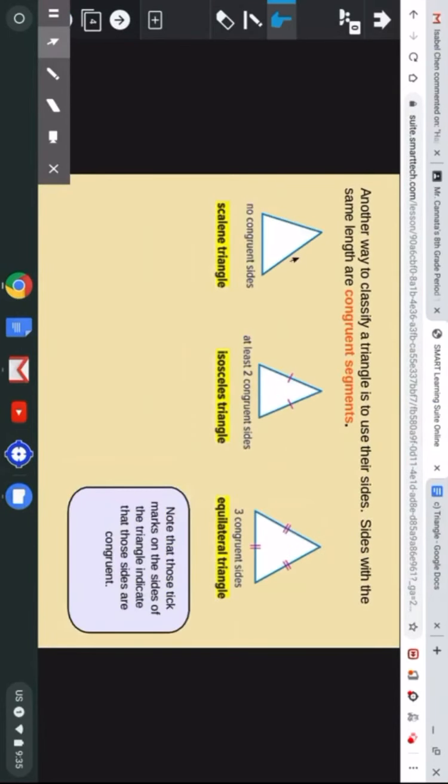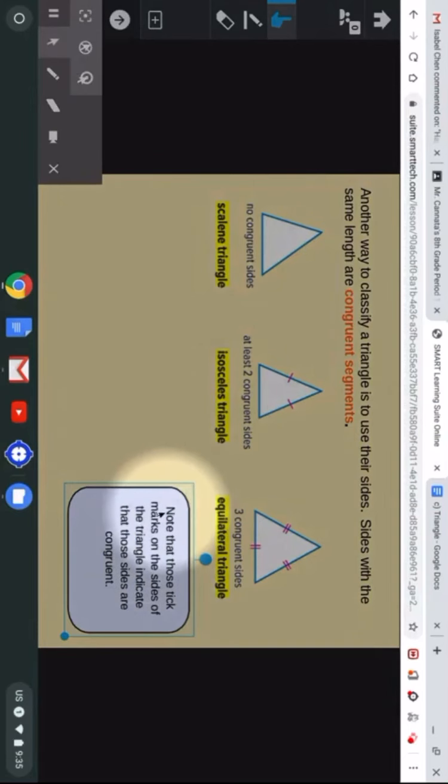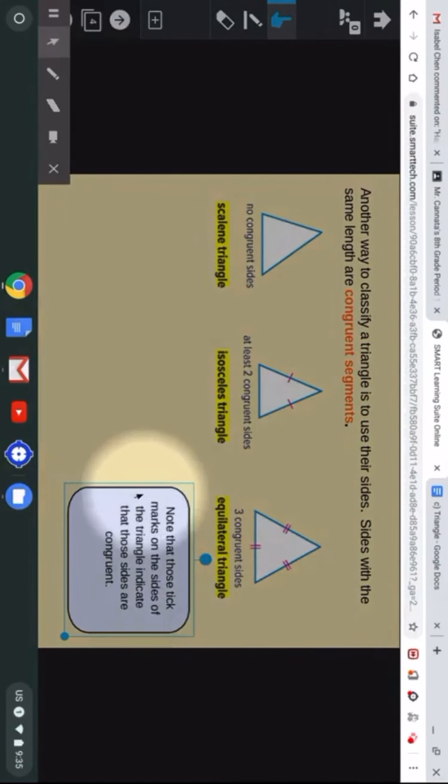Another way to classify triangles is to use their sides. Over here, I'll get my magic pointer out. It says that these tick marks on the side of the triangle indicate congruent sides. Congruent just means equal. So no tick marks means no sides are the same.